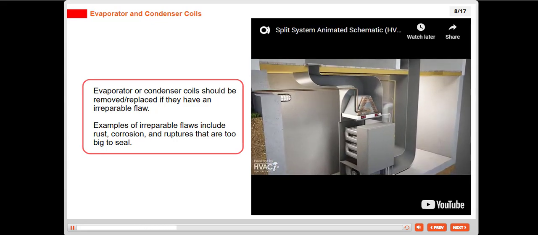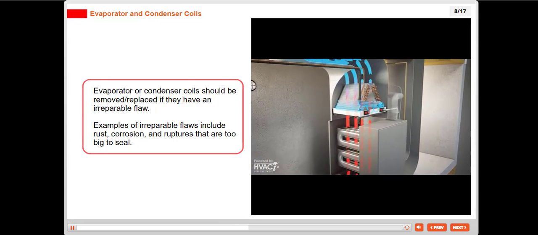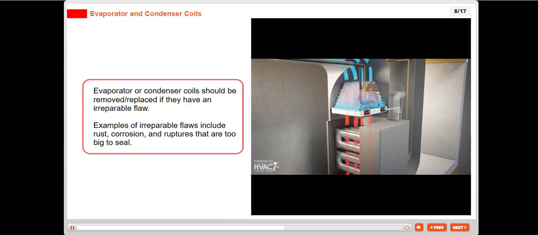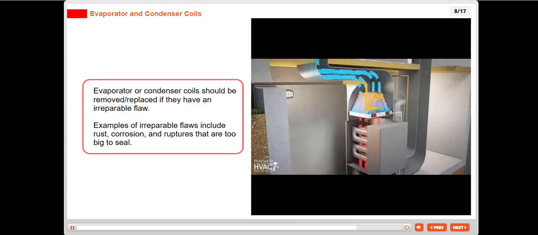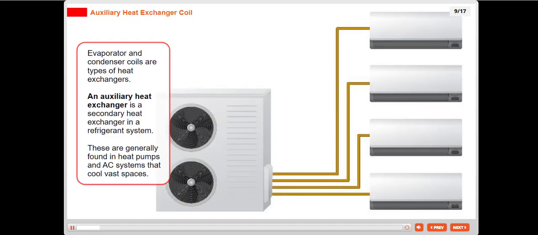Evaporator or condenser coils should be removed or replaced if they have an irreparable flaw. Examples of irreparable flaws include rust, corrosion, and ruptures that are too big to seal. Evaporator and condenser coils are types of heat exchangers. An auxiliary heat exchanger is a secondary heat exchanger in a refrigerant system. These are generally found in heat pumps and AC systems that cool vast spaces.